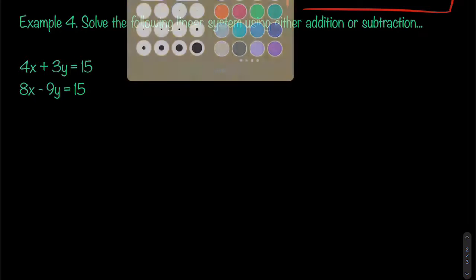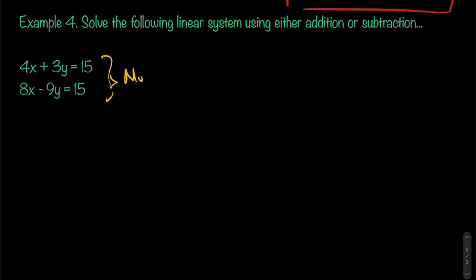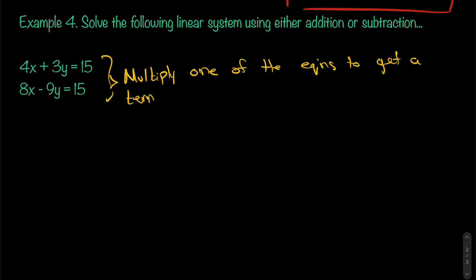Well, we can multiply one of the equations to get a term that is similar to the other equation.